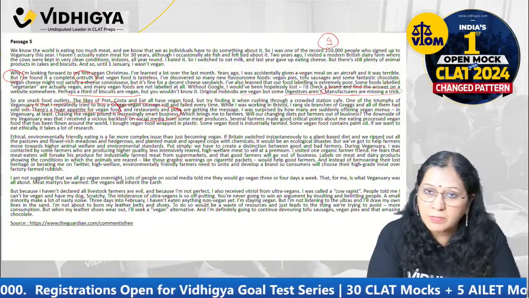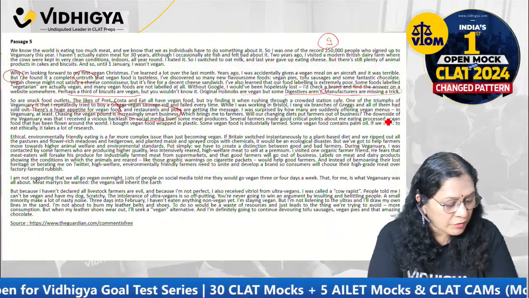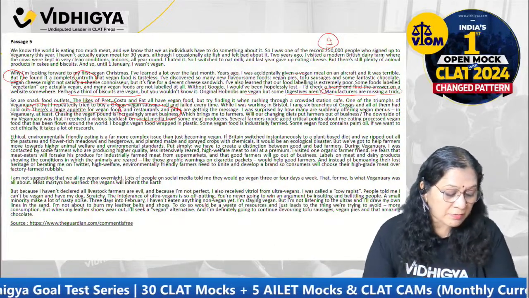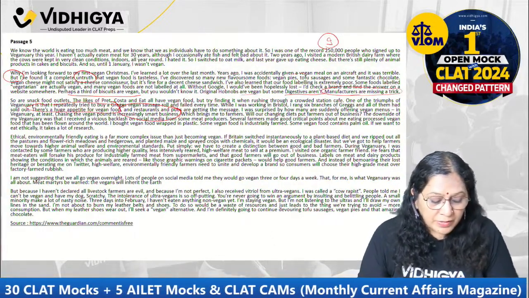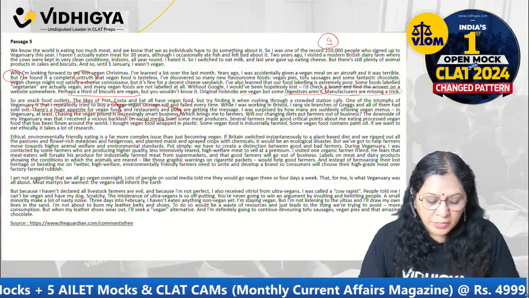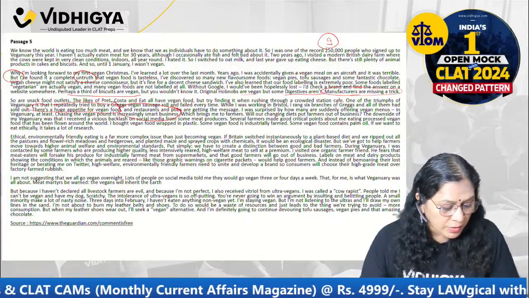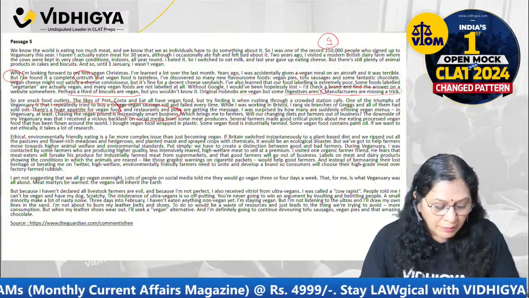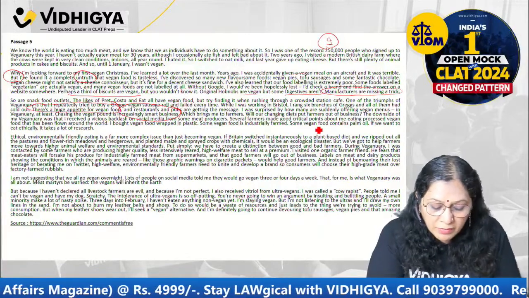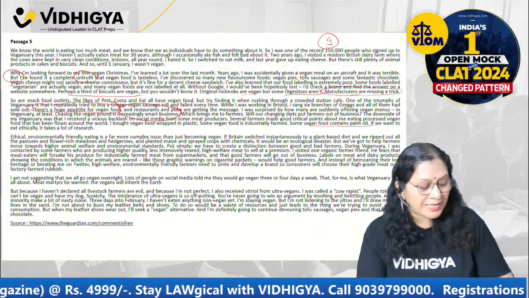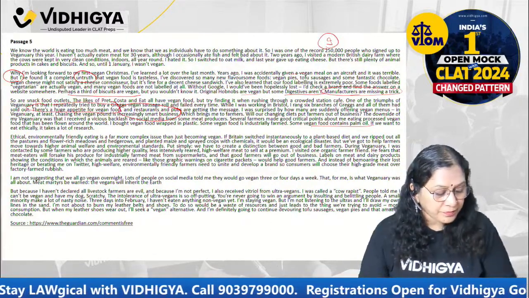Which brings me to farmers. Right? Will our changing diets put farmers out of business? The downside of my veganuary was that I received a vicious backlash on social media and from some meat producers. Several farmers made good critical points about me eating processed vegan food that has been flown around the world. I bought vegan food wrapped in plastic. Some vegan food is industrially farmed. Some vegan food contains palm oil. If you want to eat ethically, it takes a lot of research.